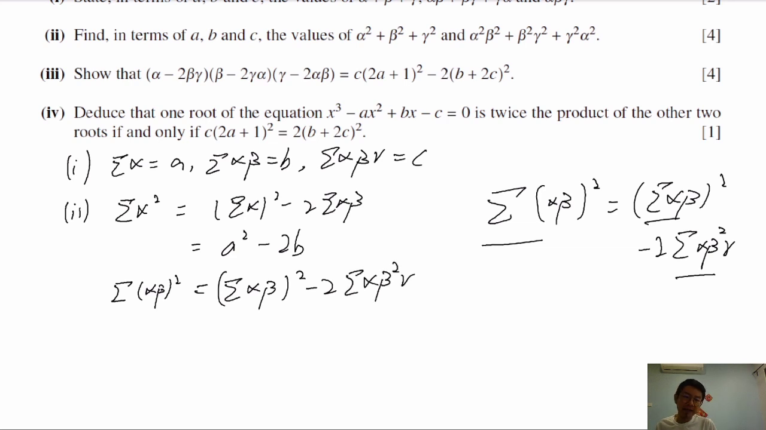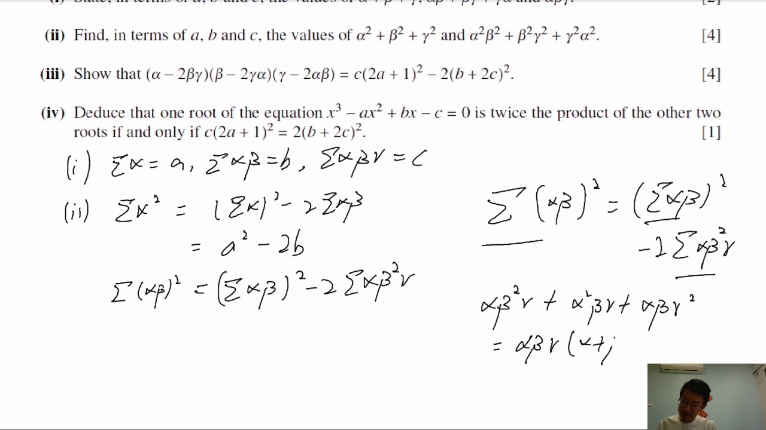So again, what is meant by the sum of alpha beta squared gamma is basically alpha beta squared gamma plus... we just squared the beta already, so now we just square the other roots. So this is basically what it means. So how do we get this? We factorize out the alpha beta gamma, then we will actually have alpha plus beta plus gamma in this case.